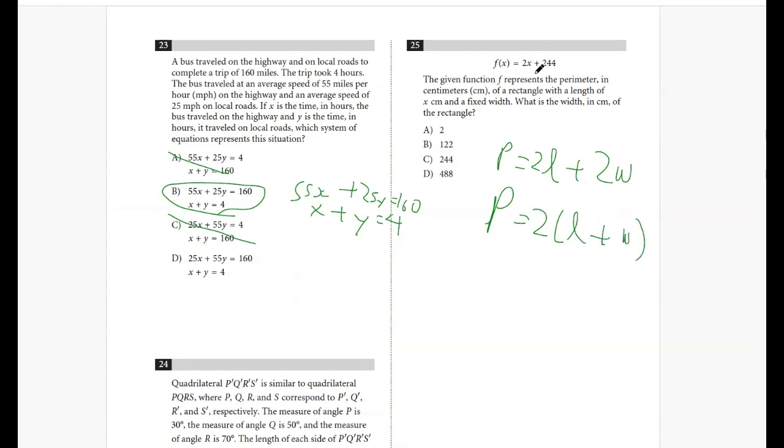Okay. And if I look at here, this is equal to this. So we are given the length, so 2L is equal to 2x, and 2W is equal to 244. L is equal to x, which is given, and W is equal to 122. So B is the correct answer.